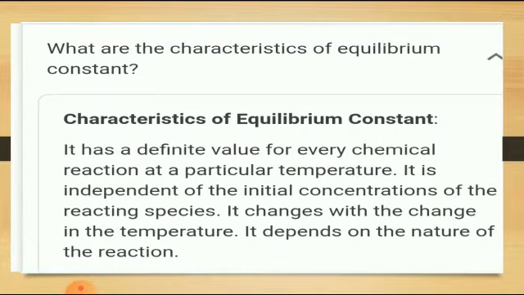Next question. What are the characteristics of equilibrium constant, or what are the properties of equilibrium constant? It has a definite value for every chemical reaction at a particular temperature. It is independent of initial concentration of the reacting species. It changes with the change in temperature. It depends on the nature of reaction, means if reaction is exothermic, releasing of heat, or reaction is endothermic, absorbing of heat.